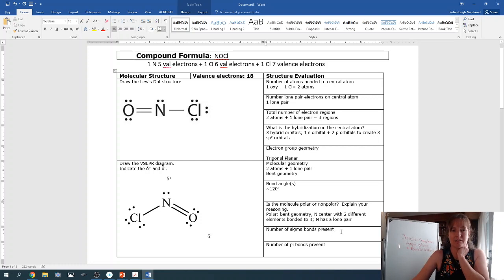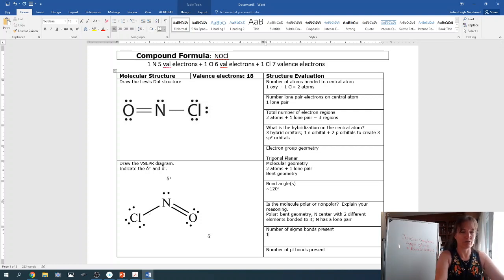Sigma bonds and pi bonds. A sigma bond is the first bond between two atoms, and it is created using the hybrid orbitals. And so there are 3 bonds total that are on this structure. The first bond between nitrogen and chlorine, which is only one, that is a sigma bond. And so there's one between nitrogen and chlorine. And then also nitrogen and oxygen, the nitrogen uses one of its hybrid orbitals to bond to oxygen. So there is one that's between nitrogen and oxygen. So that makes a total of 2 sigma bonds.